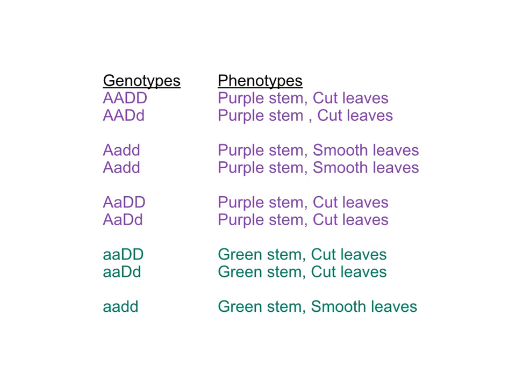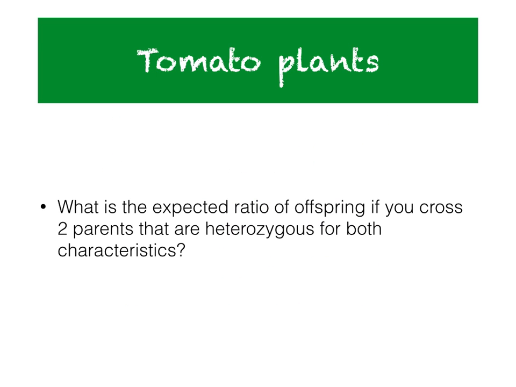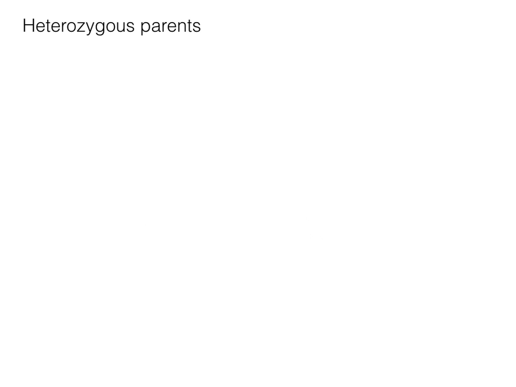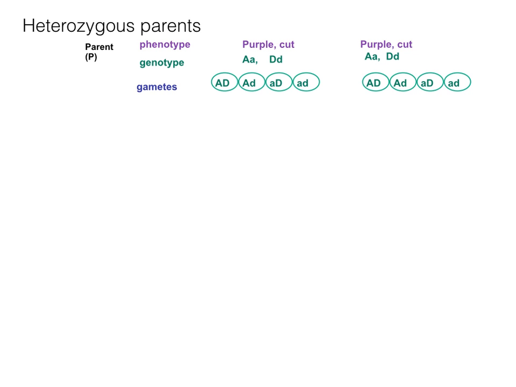So let's do a question. What is the expected ratio of offspring if you cross two parents that are heterozygous for both characteristics? So looking at heterozygous parents, the first step is to write the parents' phenotype and genotype. So purple cut will be capital A, small a, capital D, small d. Purple cut, capital A, small a, capital D, small d. Then you're going to write the gametes.